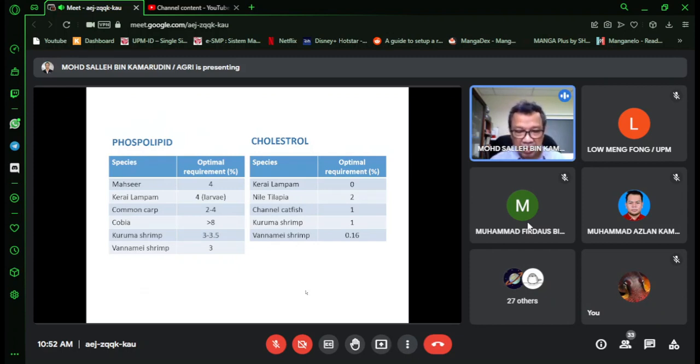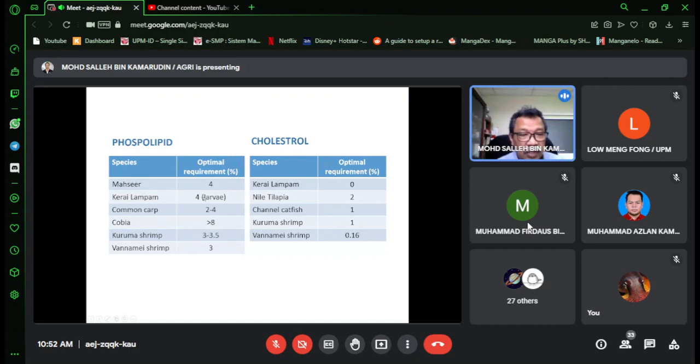As I mentioned earlier, other than the total lipid requirement, some fishes and also shrimp require phospholipid. For mussel, a study dekat UMT found that about 4% is optimally required. Remember that the requirement for oil is what 5, and then phospholipid is about 2 to 4. So despite the low requirement, mussel is a very fatty fish.